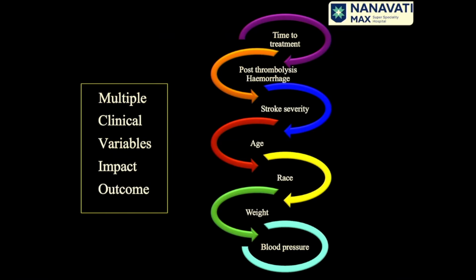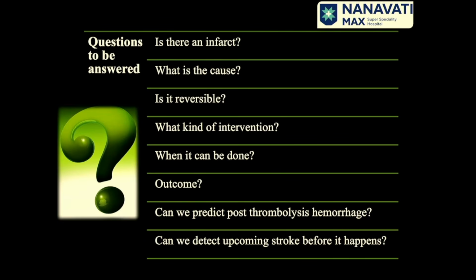Also, there are multiple clinical variables which impact the outcome. It's not only CT or MRI. It depends on time to treatment, whether post-thrombolysis hemorrhage has happened or not, size of the stroke, age of the patient, race of the patient, weight of the patient, and blood pressure at the time of presentation.